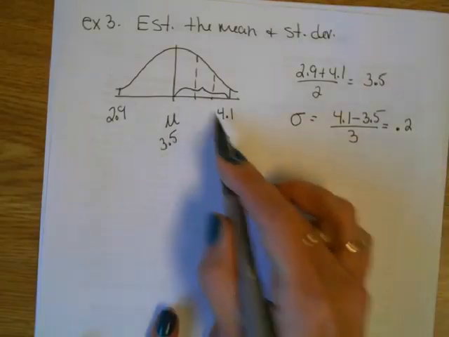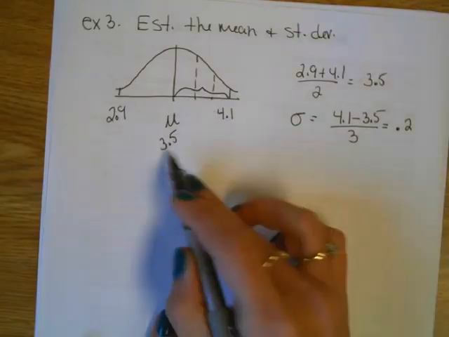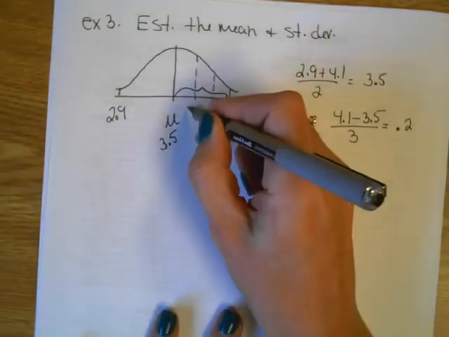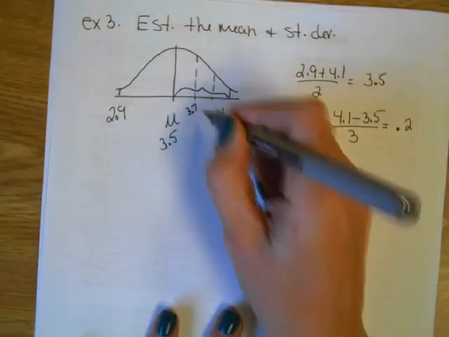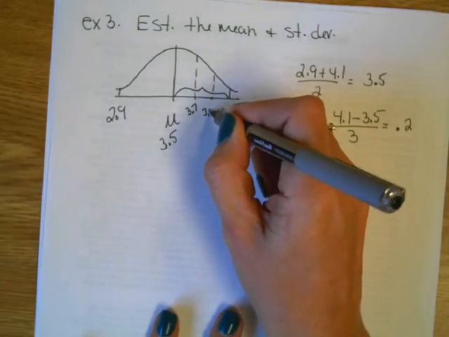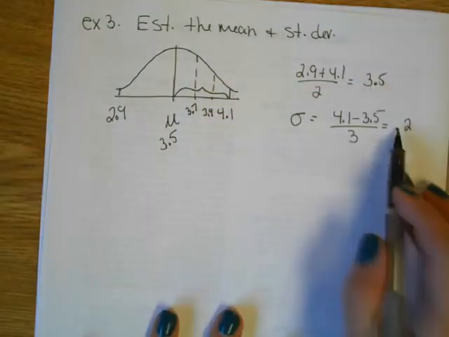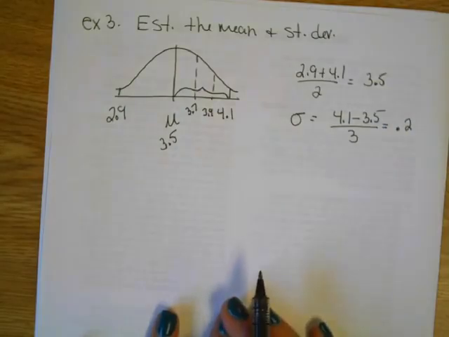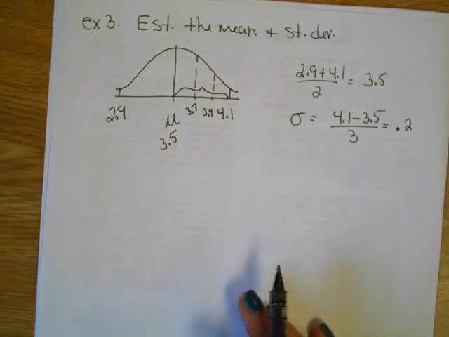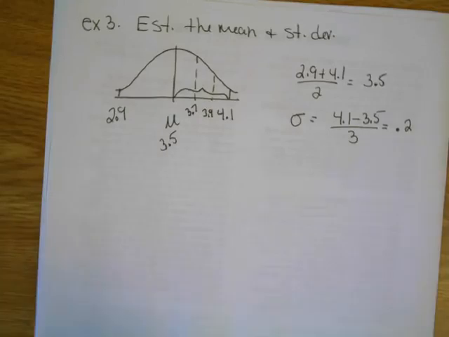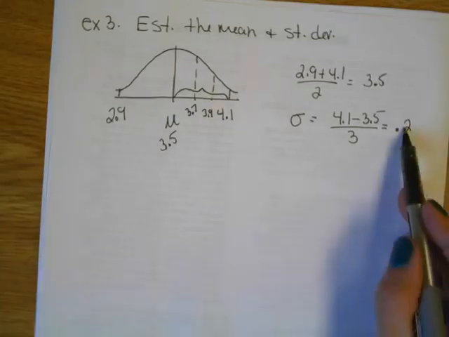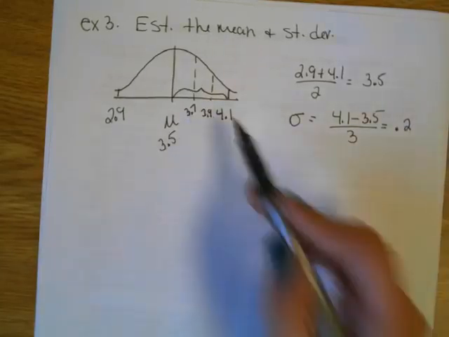And let's see if it works. If I add 0.2, 0.2, 0.2, I better land at 4.1. Let's check. Adding 0.2, that would give me 3.7. Adding 0.2, 3.9. Oh, look at that. So we got the mean and standard deviation just using some common sense. All right, that's all that's in 5.1. How you got 3.7, added 0.2. Remember we add a standard deviation to get to each?